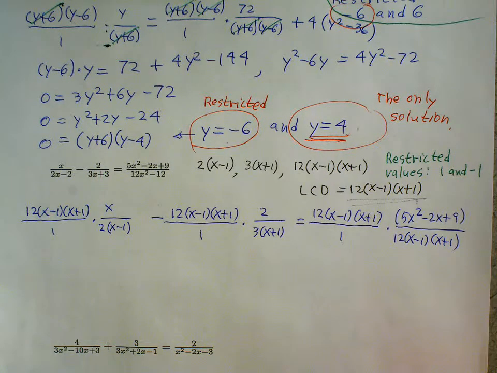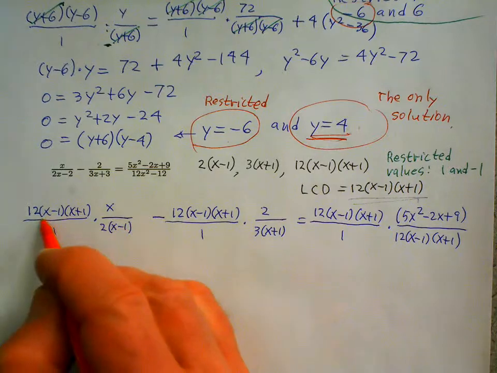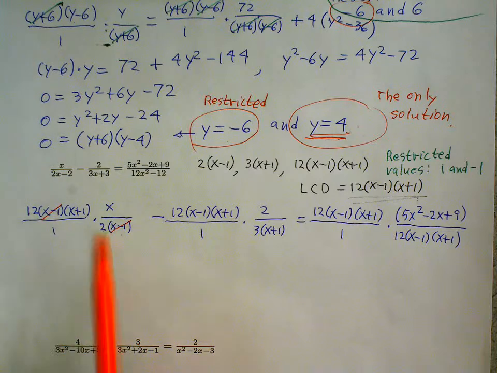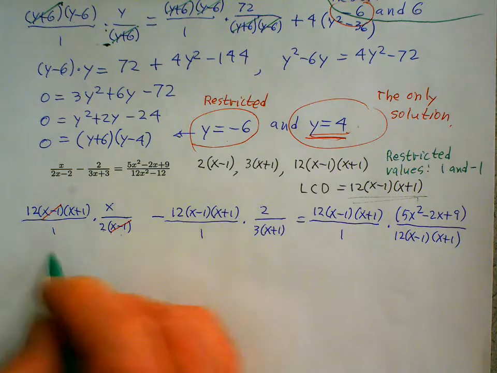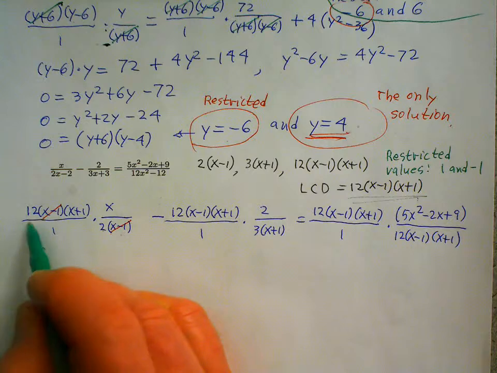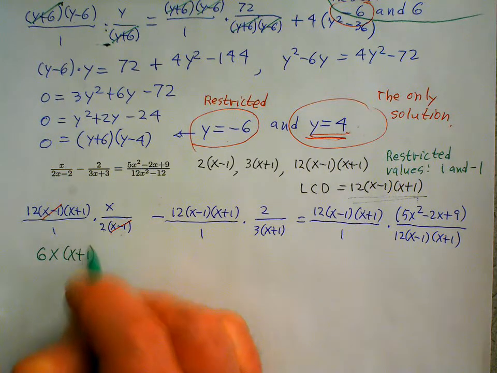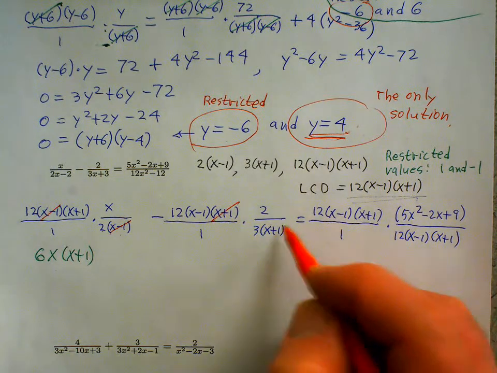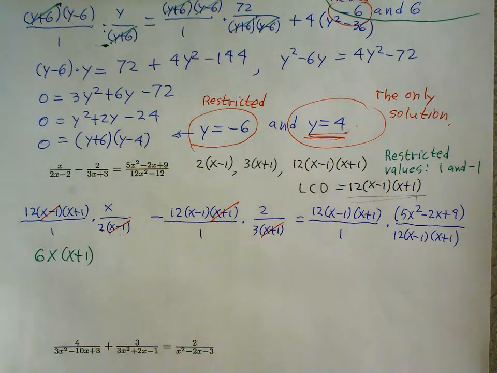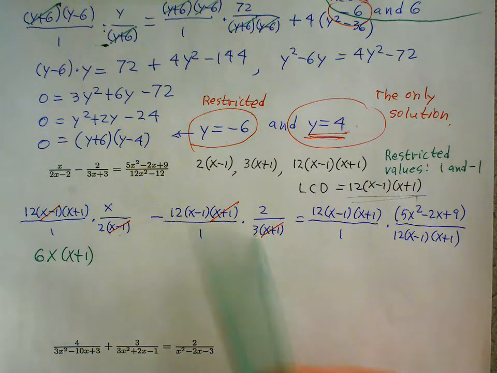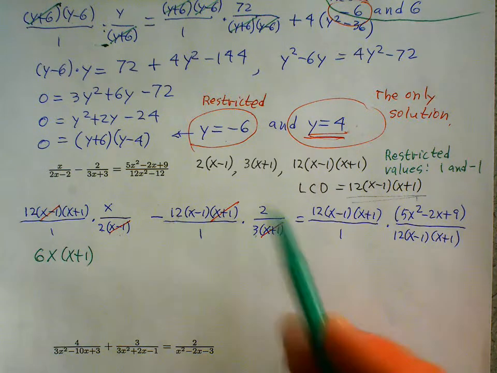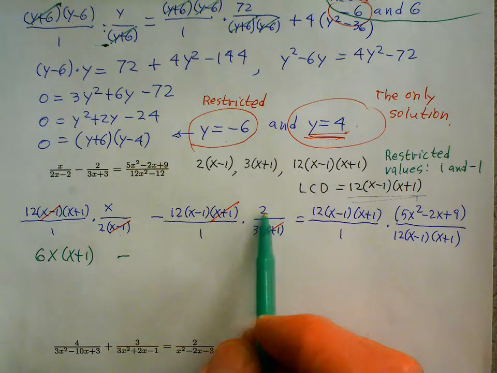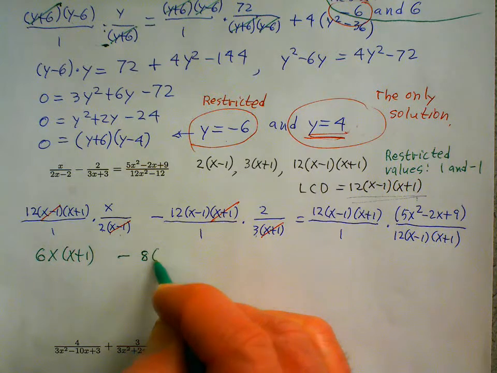Okay, we'll get some cancellations. The x minus 1 divided by x minus 1, and also 12 divided by 2 is 6. So this becomes 6x times x plus 1. In the next product, we have a cancellation, x plus 1 divided by x plus 1. And 3 goes into 3 once and into 12 4 times. So this one becomes minus 2 times 4, or 8, times x minus 1.